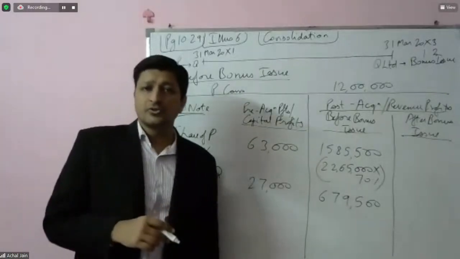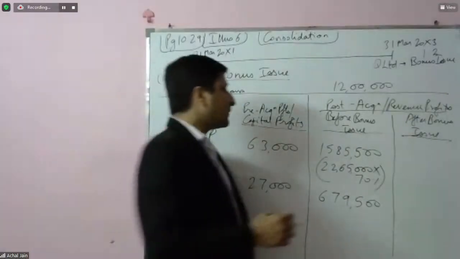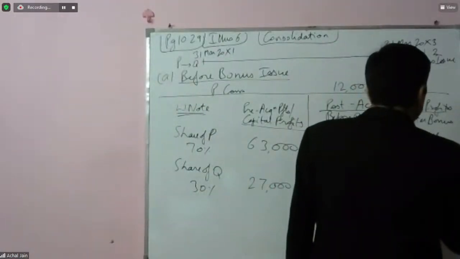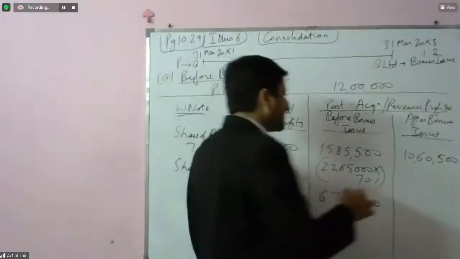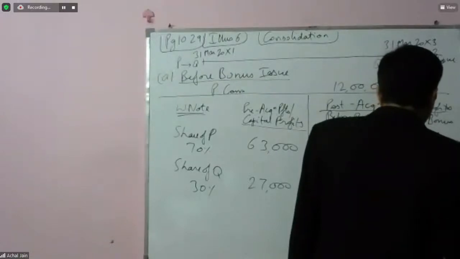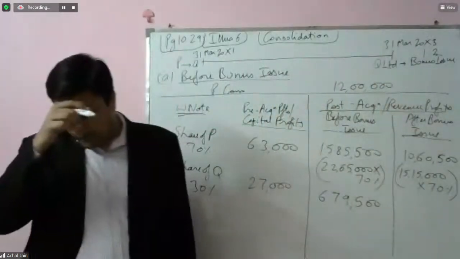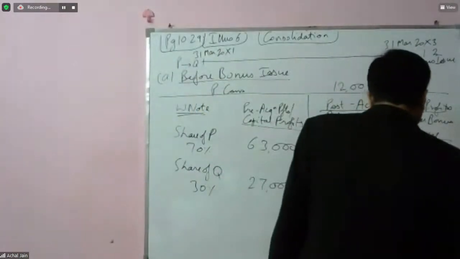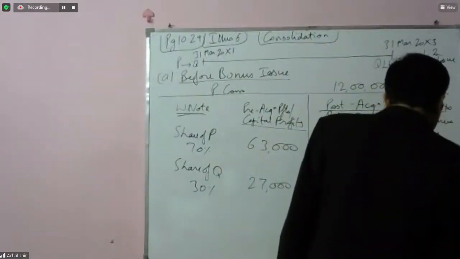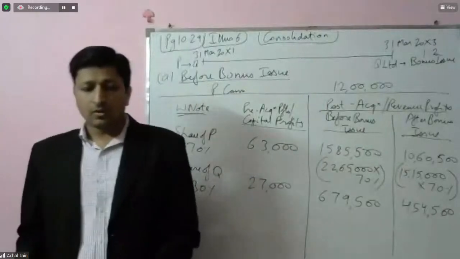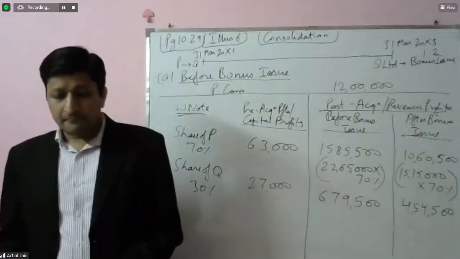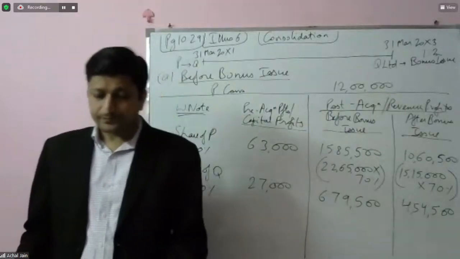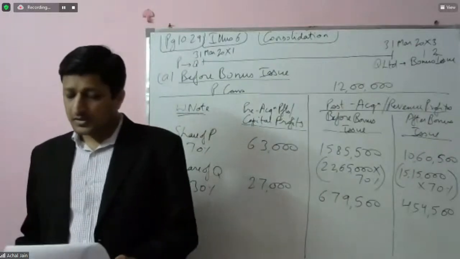Similarly, after bonus issue share needs to be computed. So this will be 10,60,500. Which is 70% of 15,15,000. And 4,54,500. Okay, I think Sakshi has also computed the amount of goodwill. Very good. Yeah, Sakshi, you can also share your workings quickly.